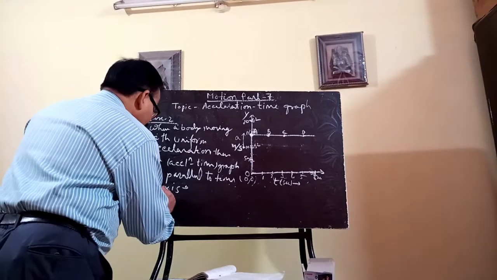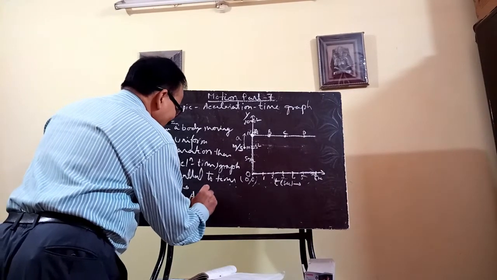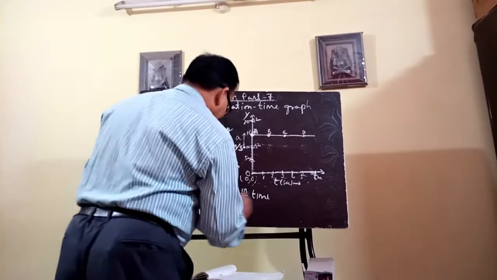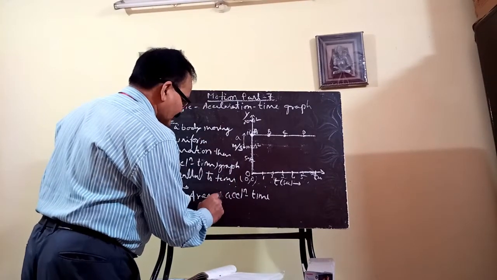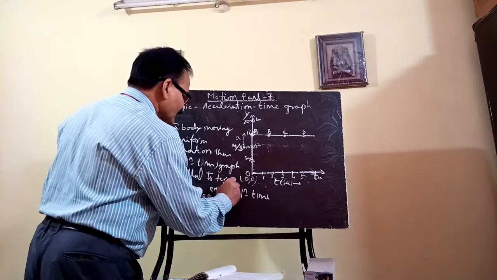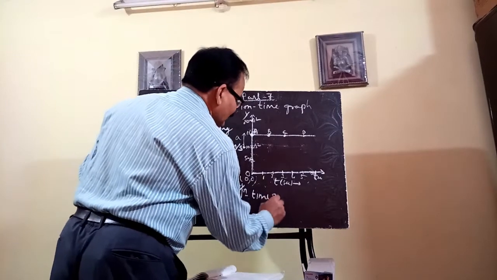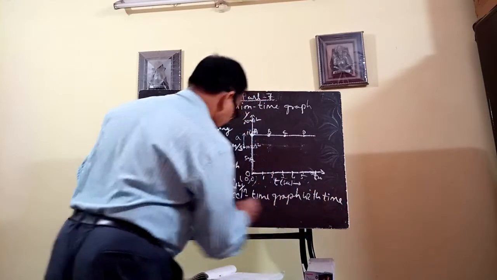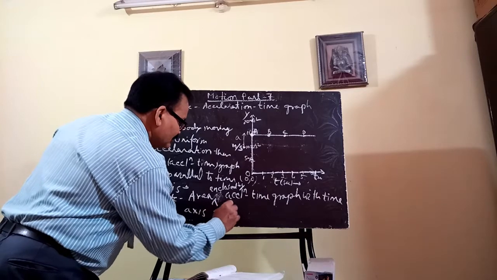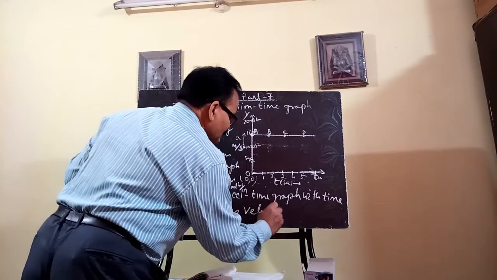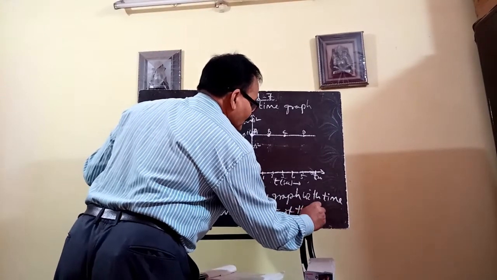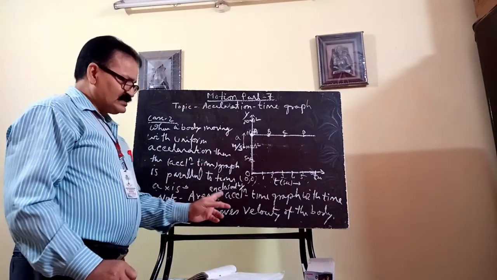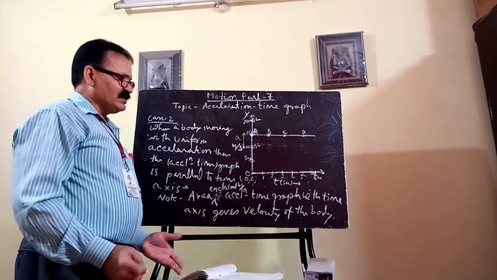Take the note: the area enclosed by the acceleration time graph with the time axis gives the velocity of the body. So the area enclosed by the acceleration time graph with the time axis gives the velocity of the body.